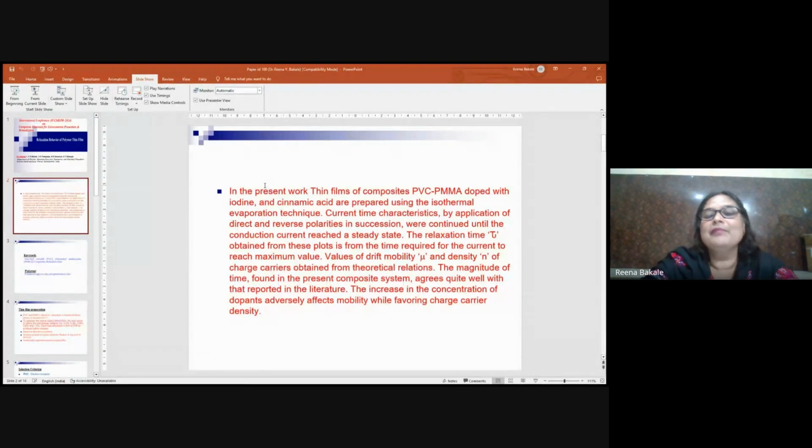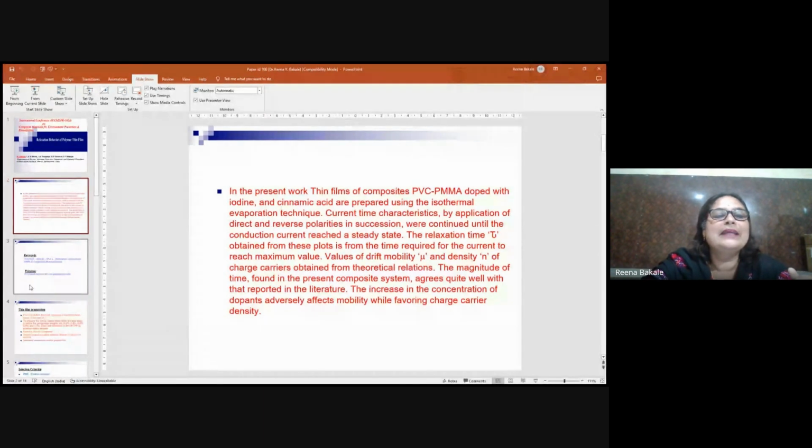We have to measure the current time characteristics by applying direct and reverse polarity. On that basis, we calculate the relaxation time and some other parameters, that is drift velocity, density, and charge carrier mobility. All these parameters we calculate from that film.